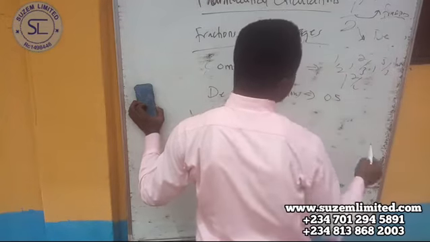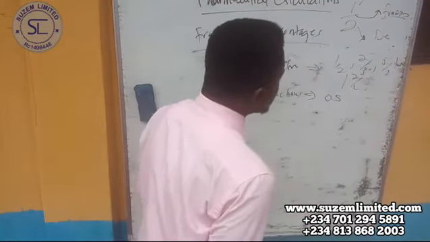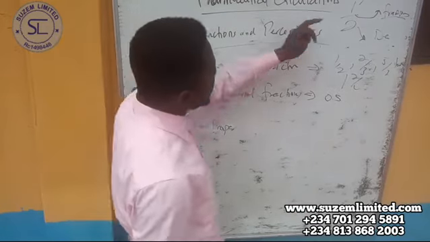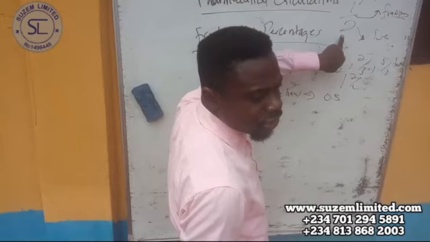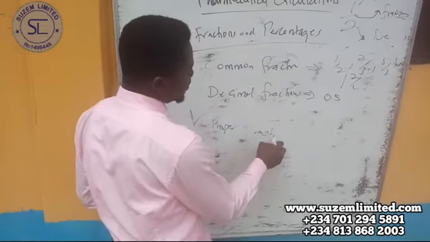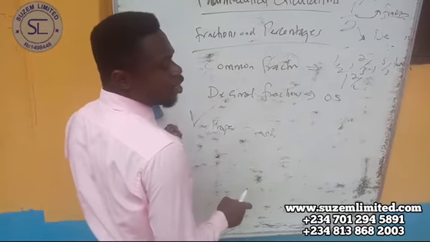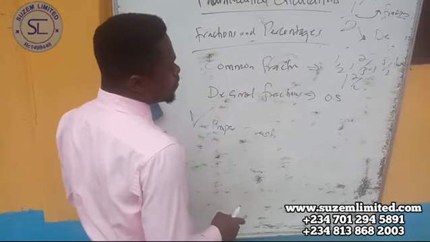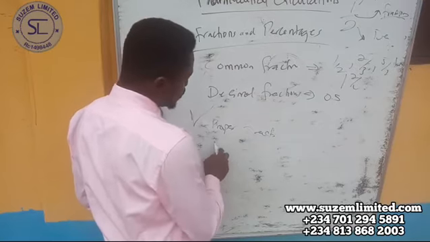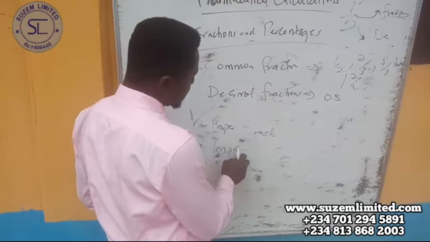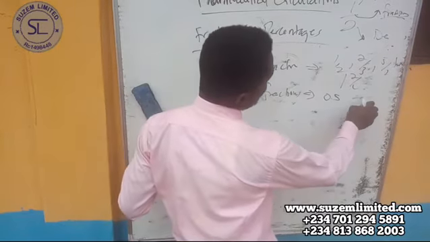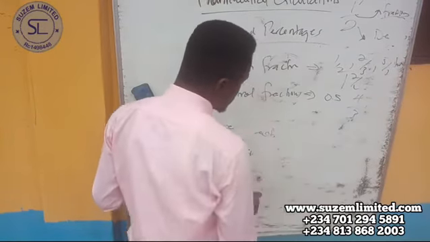Now, in a fraction like this, where the numerator is less than the denominator, such fraction is known as proper fraction. Sometimes the numerator may be larger than the denominator, as in 4 over 3. This fraction is called improper fraction.